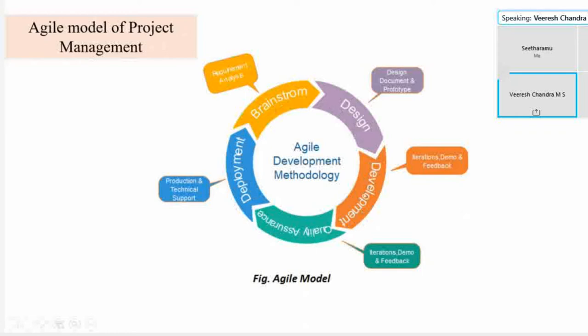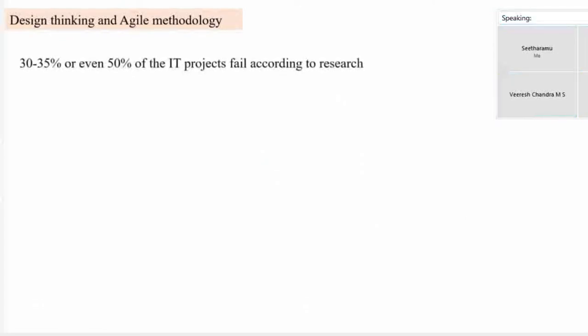That is, one after the other the things will repeat. Final thing, when everything is okay and the customer is ready to take the product or the software, we are going to roll out the software. So design thinking and agile method, I already have given you a hint, and already I have told you how exactly these two are combined.